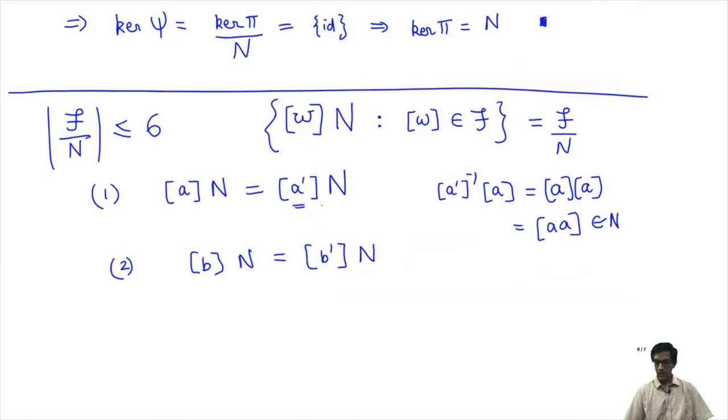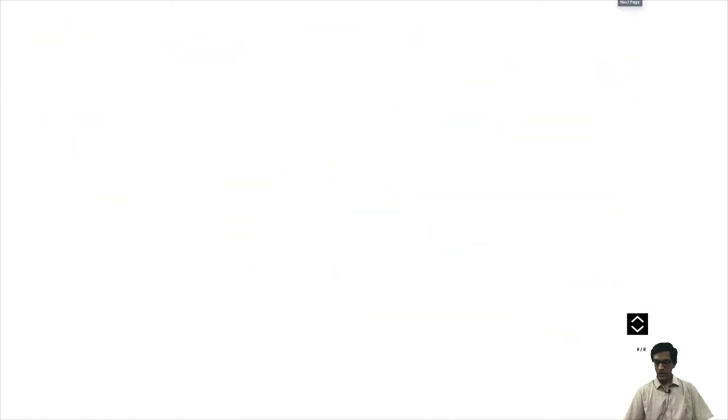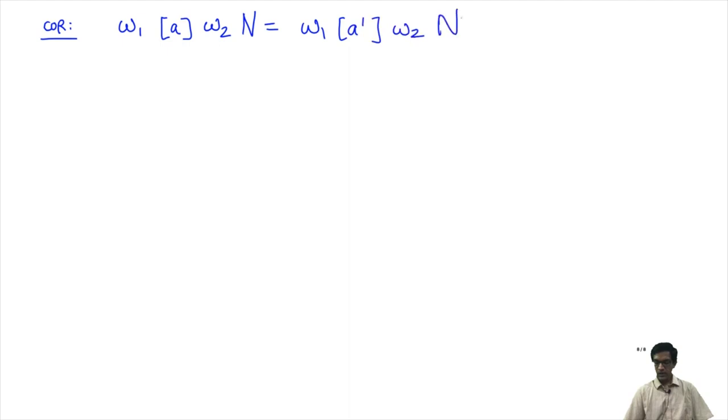So I have A and A prime have the same coset. So what that means is, if I hit A on the left by any word and on the right by some word, that is in the same coset as the corresponding operation to A prime. Okay, so here's our corollary to our situation. So I take a word, A, another word, its coset is the same as word A prime word N. And this is true for all words W1, W2.